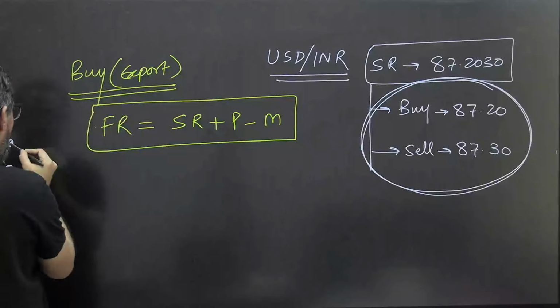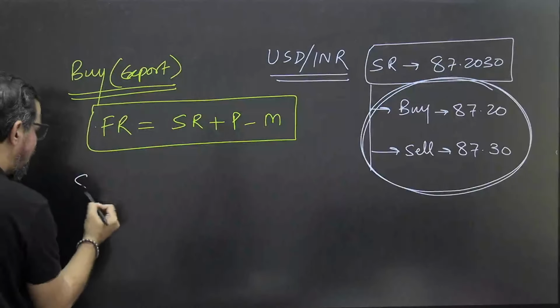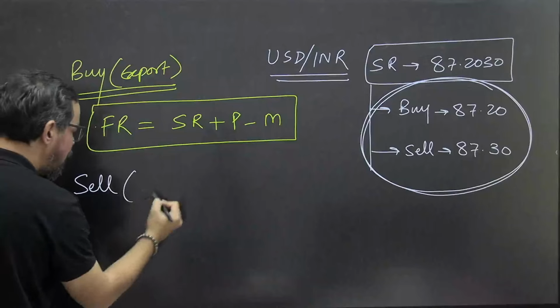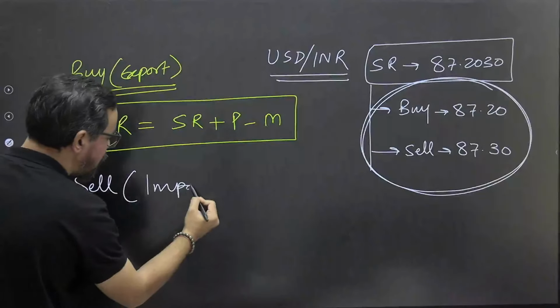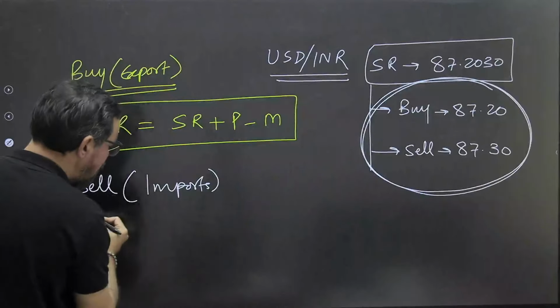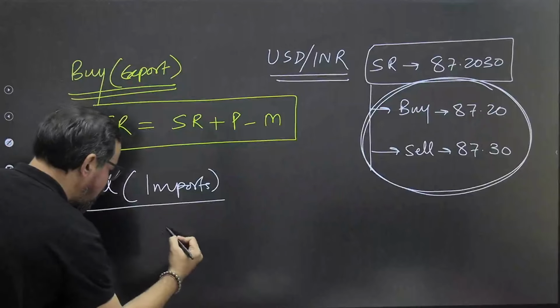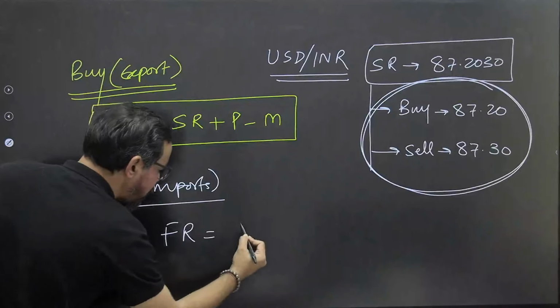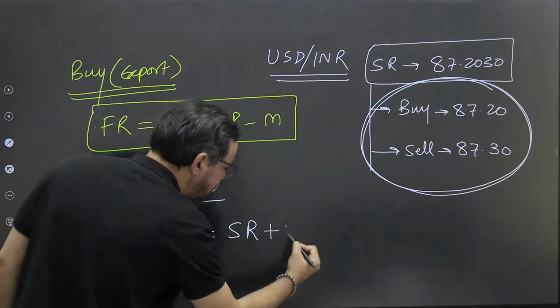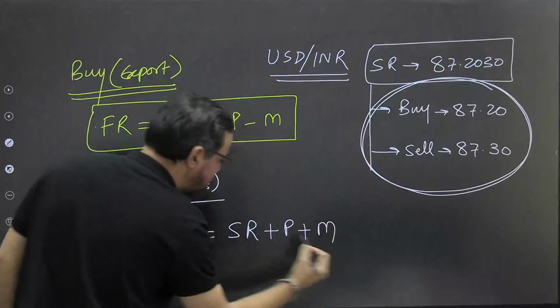When you are quoting the sell rate, which is usually in case of imports. Okay? So imports. So what will be the formula? Your forward rate is equal to spot rate plus premium plus margin in this particular case.